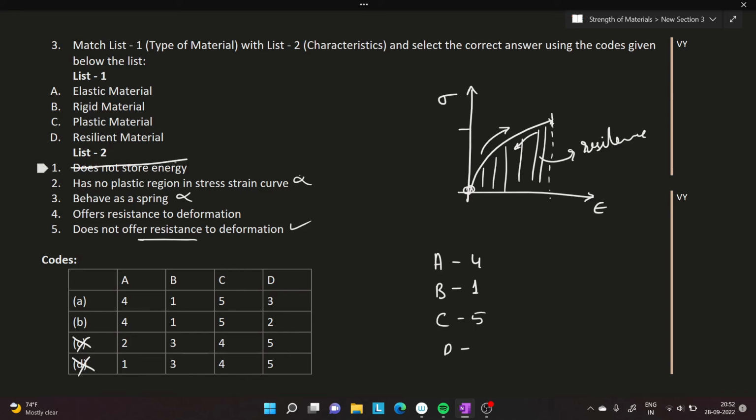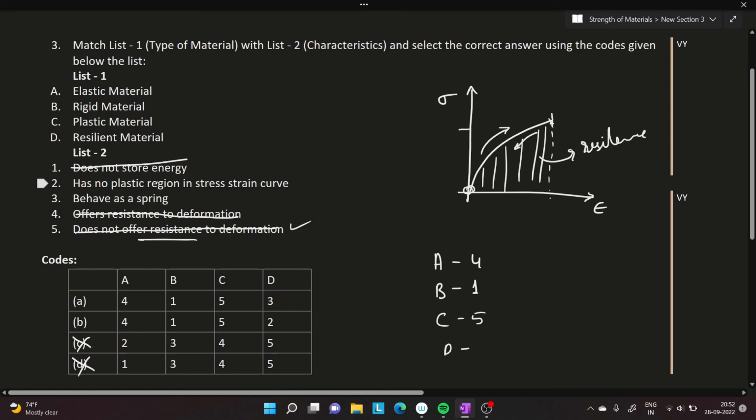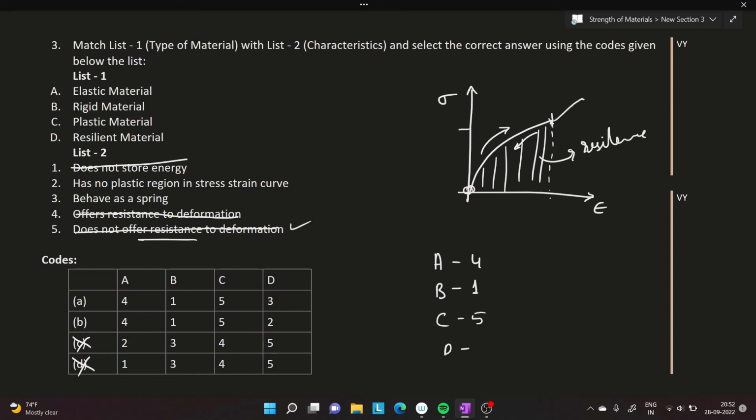Option 1 is ruled out, and option 4 is again ruled out, and option 5 is also ruled out. So it has no plastic region in the stress strain curve. Obviously, if it goes beyond the elastic limit, we are going to have the plastic region here. In this particular resilient material, this will store the energy, and while unloading, it will give out the energy. Obviously, this is going to behave as a spring.